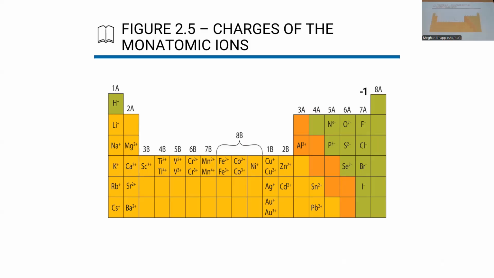-1. Okay, so fluorine forms -1, chlorine forms -1, bromine forms -1. When they are negative, we change the ending to -ide. We'll get back to that later. So we don't say sodium chlorine, we say sodium chloride. We would say F- is fluoride. So the halogens, remember those are all diatomic. And they are all non-metals.